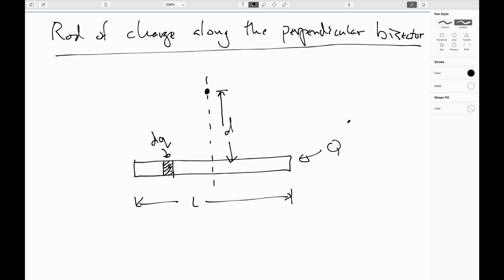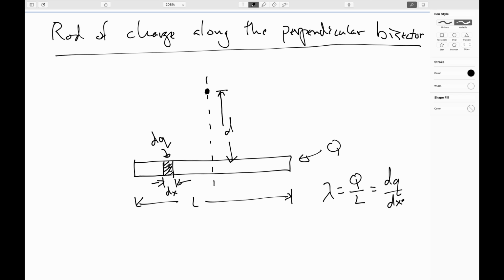And the width that it occupies along my rod will be some width dx. Now here's where the linear charge density comes into play. Because the charge is uniformly distributed, not only is it equal to Q over L, but we would have to have the same thing if we took dq and divided by dx.